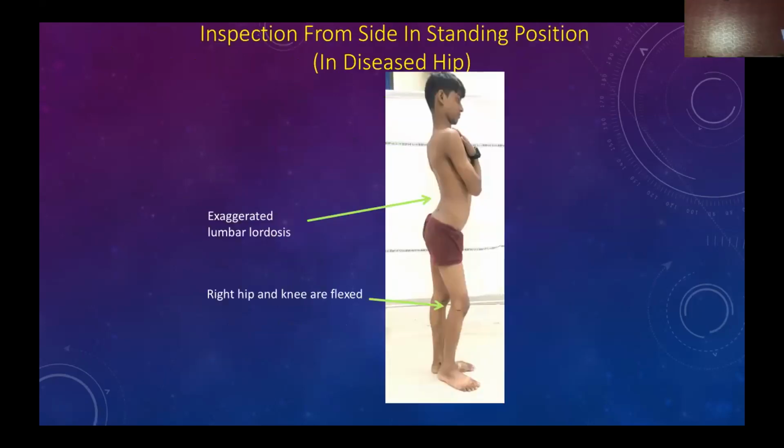Then you inspect the patient from the side. On the side, the things to be noted are the state of the lumbar lordosis as far as the hip joint disease is concerned. Like in this patient, there is increased lumbar lordosis and the right hip and the knee are flexed. As you notice, the patient has been adequately and decently undressed to examine.